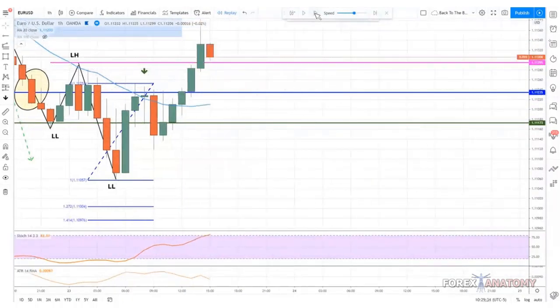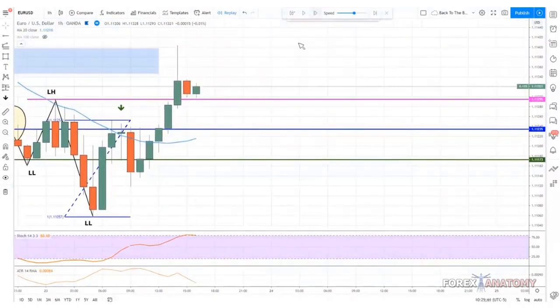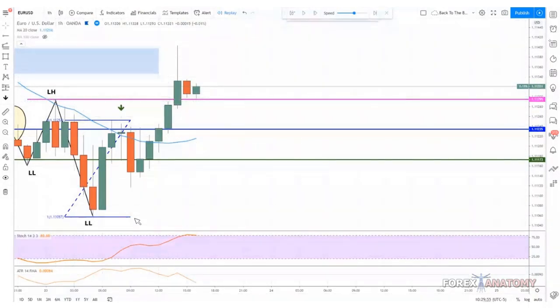So if price does continue breaking and it breaks this high, once it breaks this high, what do we now have? So it broke this lower high, right? It broke this lower high. So now what do we have now?